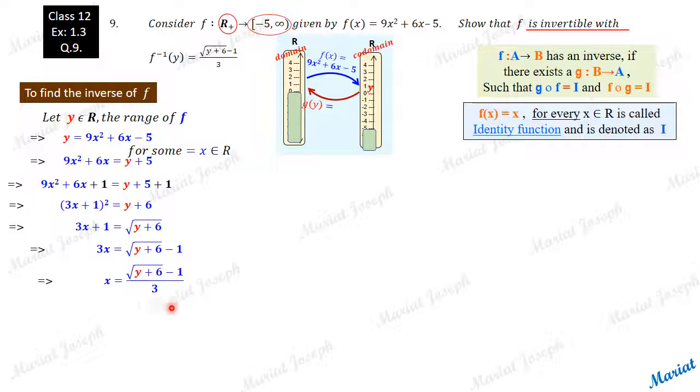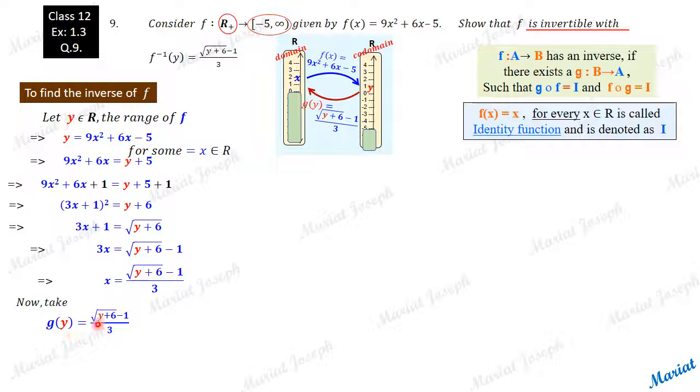Now this x, how to get the x from this y? There is a rule now. Let us take this rule as g function. Take this rule as g of y: root of y plus 6 minus 1 upon 3, take it as g.